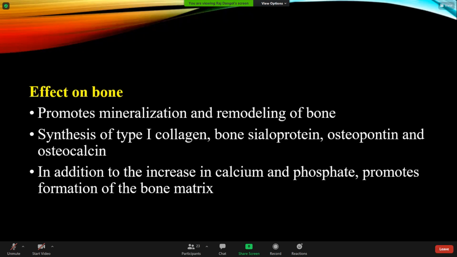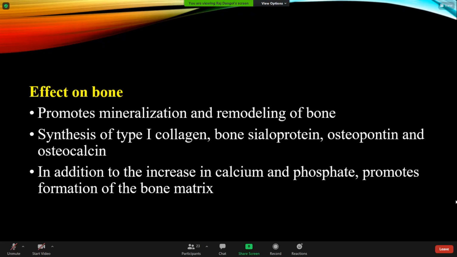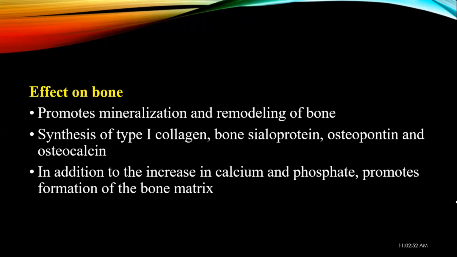The main function of vitamin D is that it is involved in calcium homeostasis, and in calcium homeostasis, the main function of vitamin D is that it increases the concentrations of calcium and phosphate in circulation. For that, it acts on three main target organs: intestine, bone, and kidney. On the intestine, it promotes the absorption of calcium and phosphorus from dietary sources, and on bone it promotes the mineralization and the remodeling of bone.